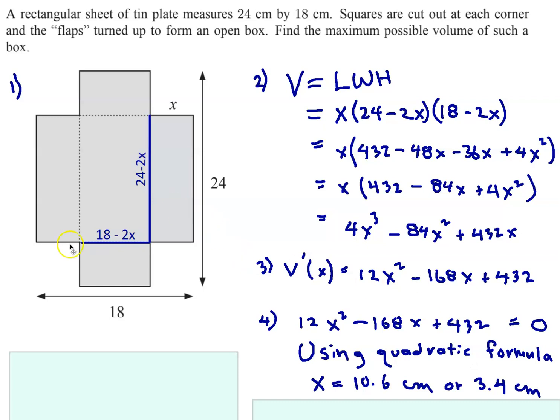Now, looking at the diagram over here, it's not possible to cut out a square of side 10.6. The longest it could be would be half of 18, which is 9, which is why we had that value crossed out. I better do it in red. So that means, at this stage, we're saying the maximum volume will be achieved if the size of x is 3.4 centimeters.